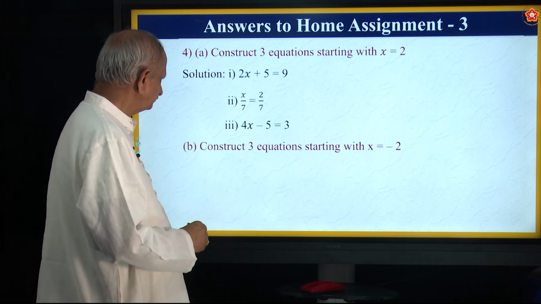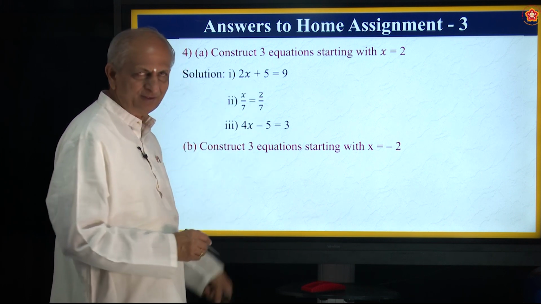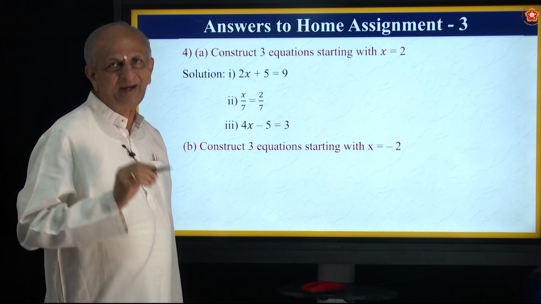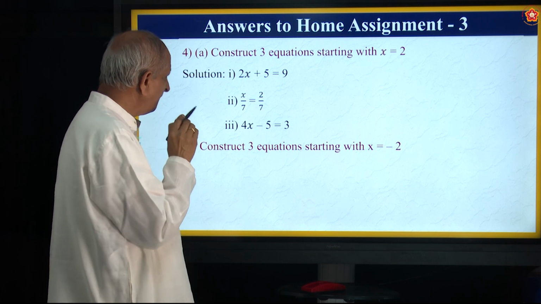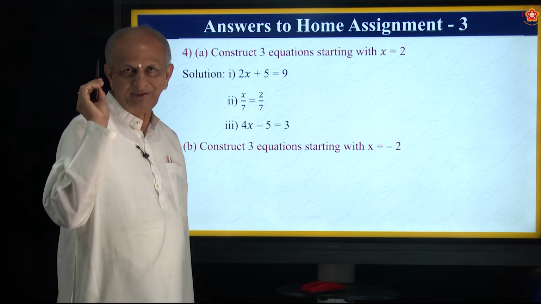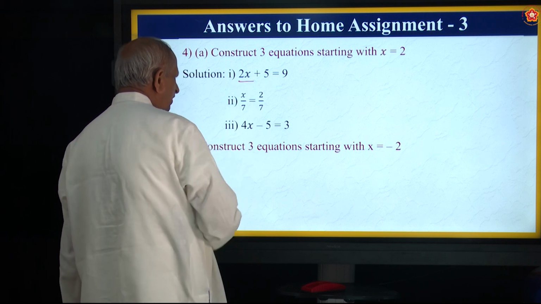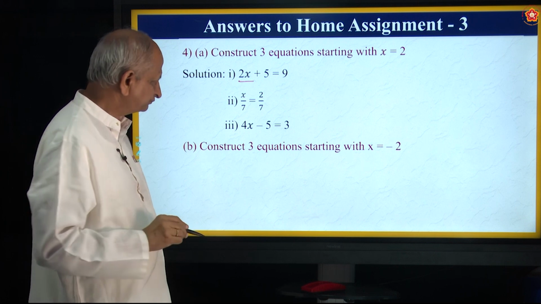Same type. Construct 3 equations. These are called equations. Why are they called equations? Because there is an equal sign. Correct? And these are also called simple equations. Why simple? Because the variable is only 1. The degree of the equation is also 1.